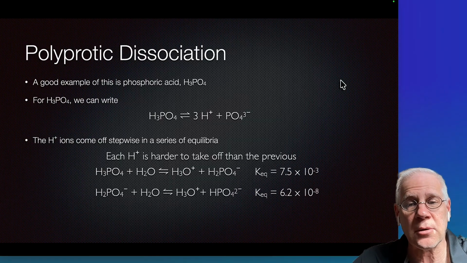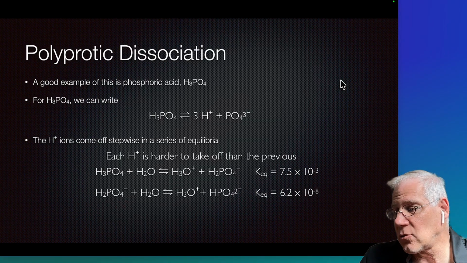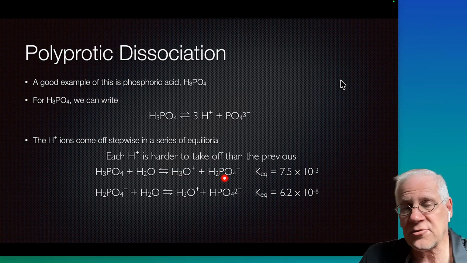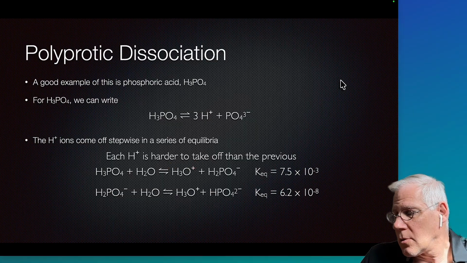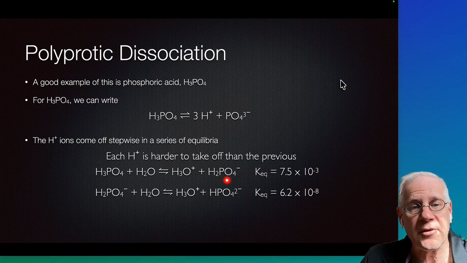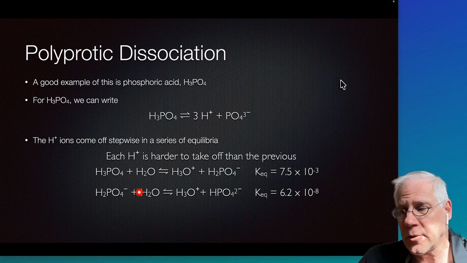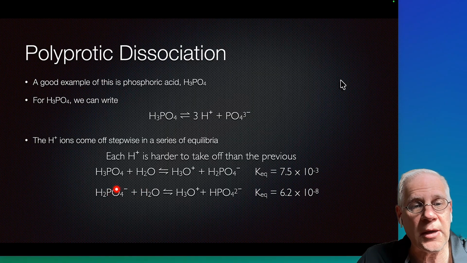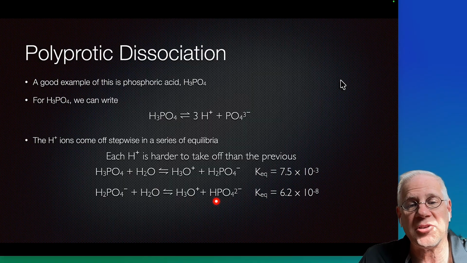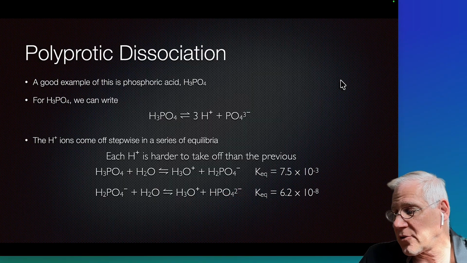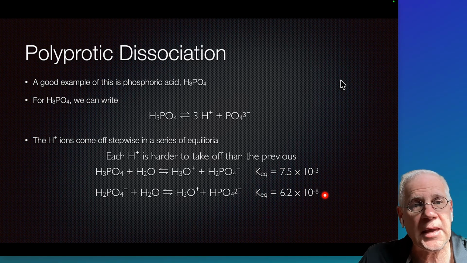Now, if we look at that second one, we have H2PO4-. Notice that we are in equilibrium here. So the H2PO4- can do one of two things at this point. It can either re-react with H3O+, take its hydrogen back and go back to H3PO4. Or if the H2PO4- reacts with water, the water can take an H+ away from H2PO4- and give us another H3O+ plus HPO4 2-. And notice the equilibrium constant here. This would be our Ka2, and we have 6.2 times 10 to the minus 8.